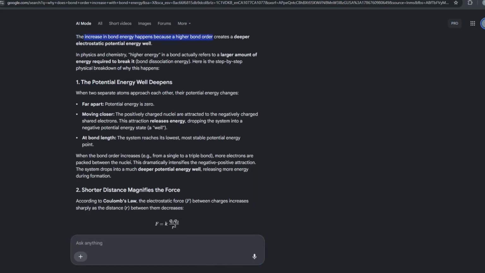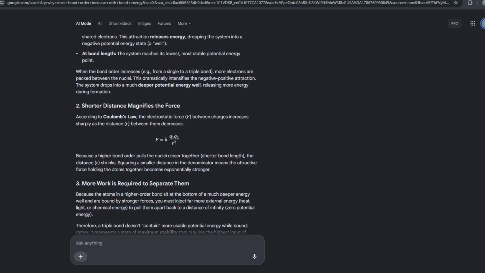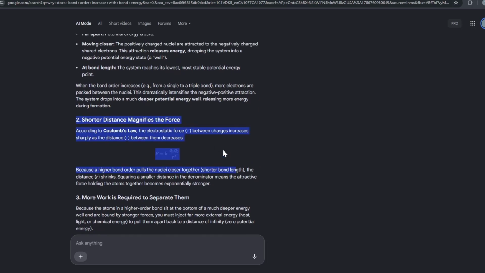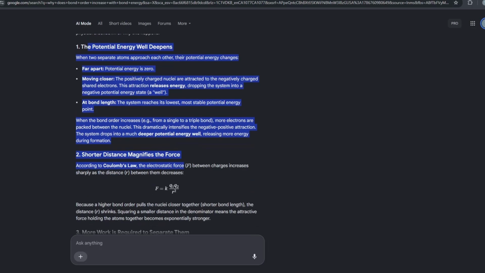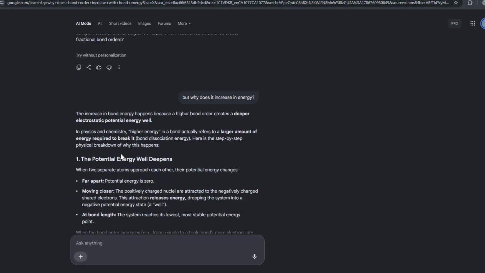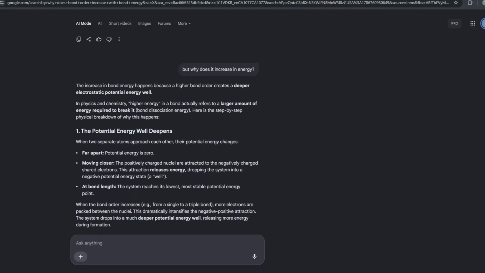The increase in bond energy happens because a higher bond order creates a deeper electrostatic potential energy as well. Okay, so we won't go over that right now because then you would have to understand other physics stuff. But to tie it to physics, you could learn it with physics as well. Chemistry goes really well with physics, so if you're learning chemistry, highly advised to learn it with physics. That's also why the exam is structured that way.